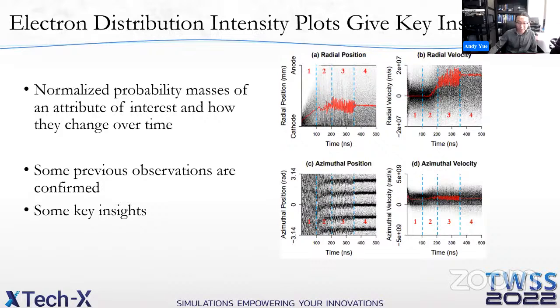The same analysis was done to radial velocity, as seen in subplot B. We can see that in the beginning of the simulation, the radial velocity distribution has a balanced spread near 0. When charge transfer began to happen in region 2, which is when the magnetron began to oscillate, the distribution shifts into the positive regime, which is consistent with our expectation for charge transfer.